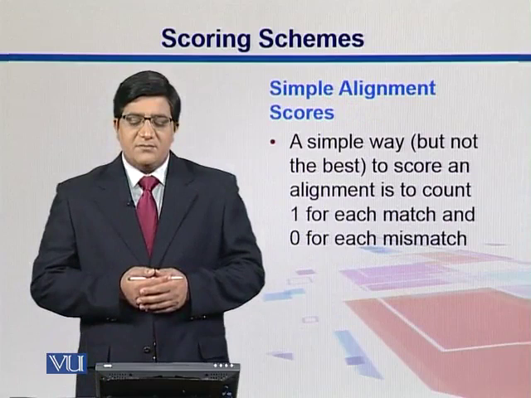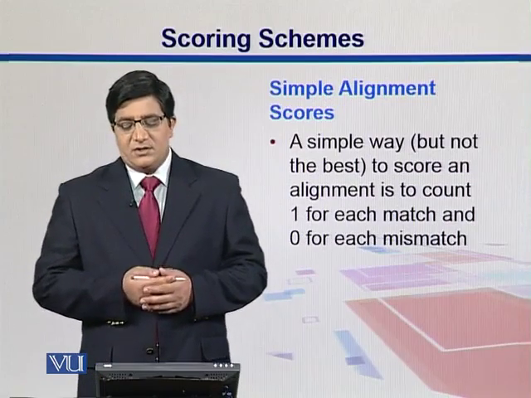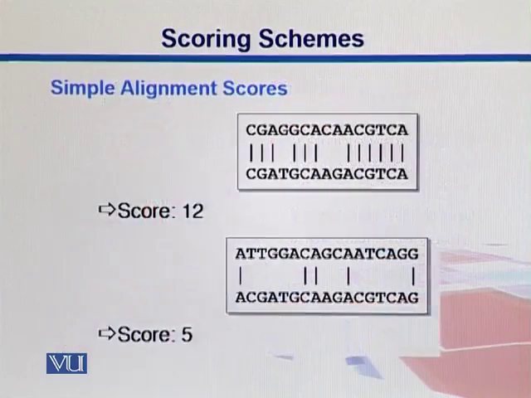A simple scoring scheme to score an alignment may be to count 1 for each match and 0 for mismatches. For instance, if we look here, we are aligning two sequences, and those vertical lines indicate where we get the alignments, and gaps or blanks mean mismatches. In this case, we count those vertical bars to be 12. So the score of this alignment is 12, versus another pair down there where we see 5 matches, so the score is 5.